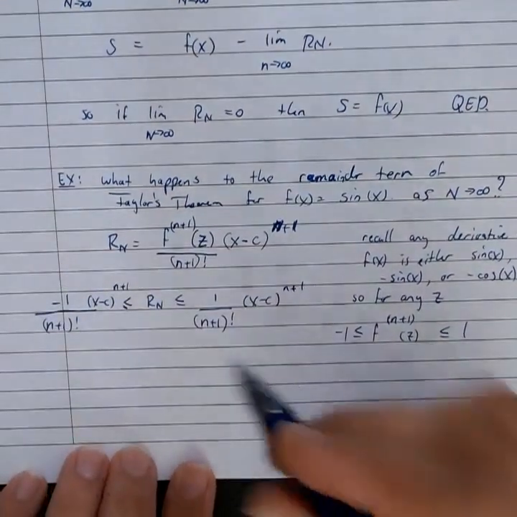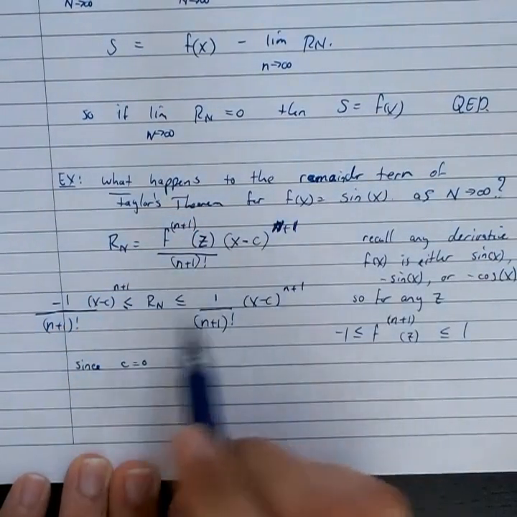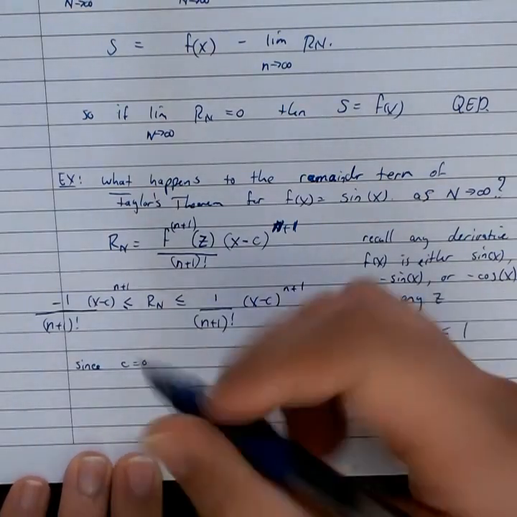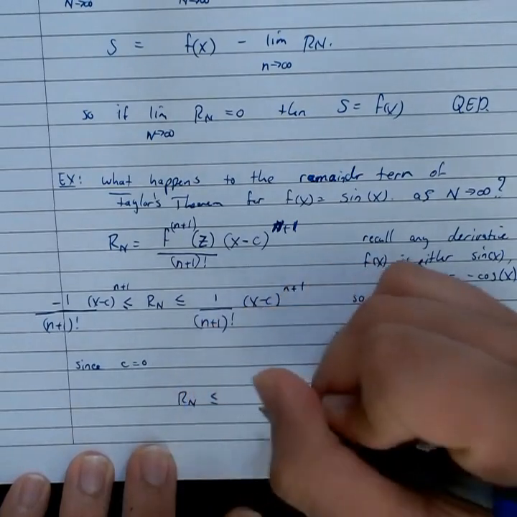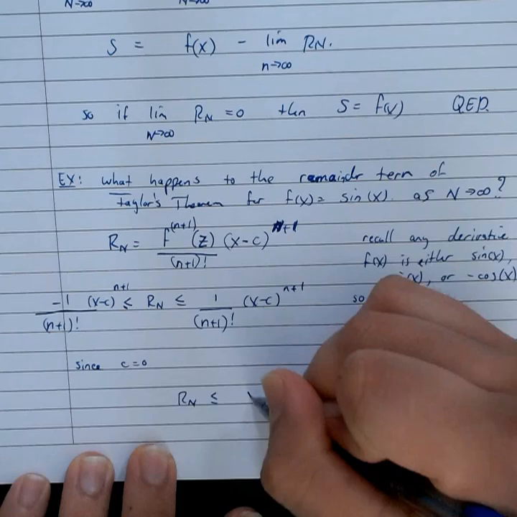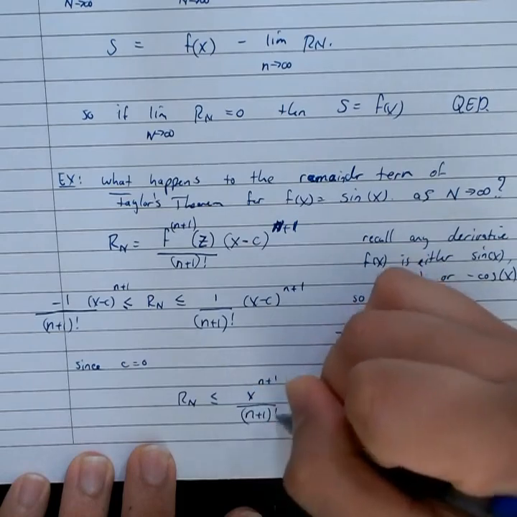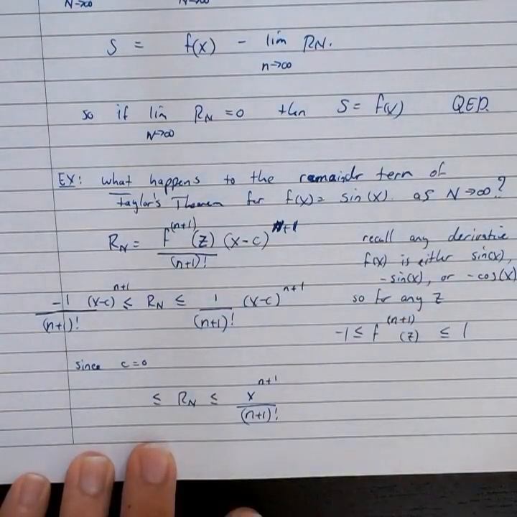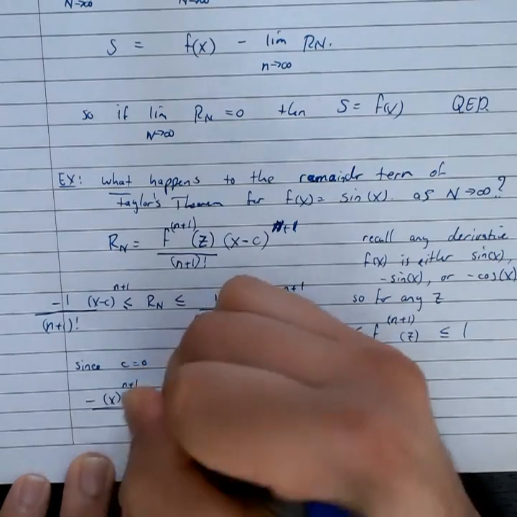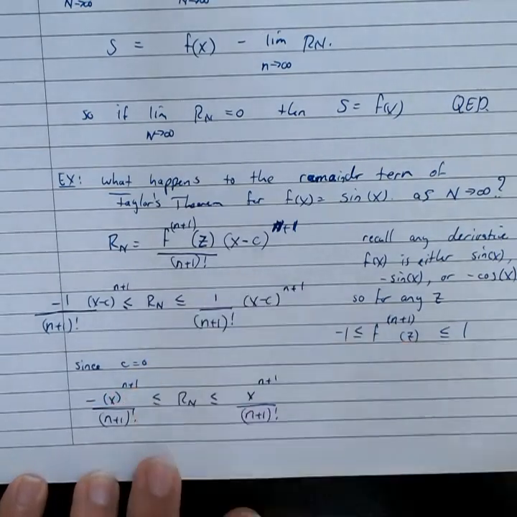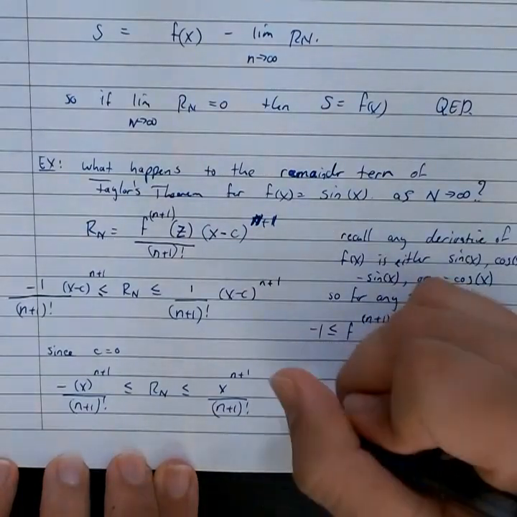Here I'm going to go ahead and note that my center is at 0, since c is equal to 0. Even if our center was somewhere else, it turns out to be the same result. But here, let's go ahead and do this. Since our center is at 0, we get R sub n is less than or equal to x to the power n plus 1 over n plus 1 factorial, and is greater than or equal to negative x to the power n plus 1 over n plus 1 factorial. Oh, but what we want to do is find out what happens as n approaches infinity.